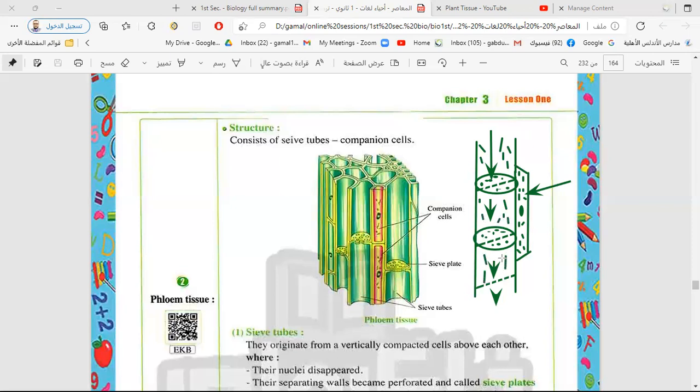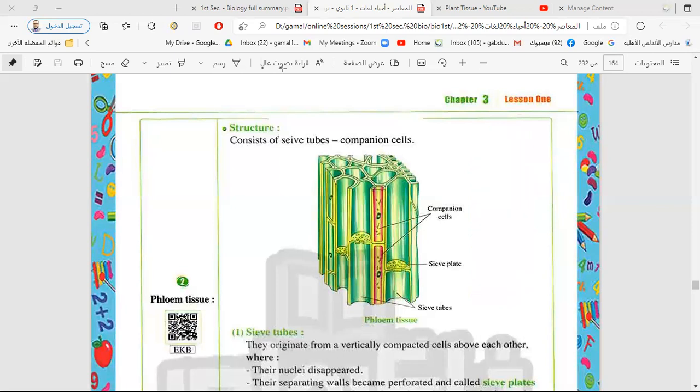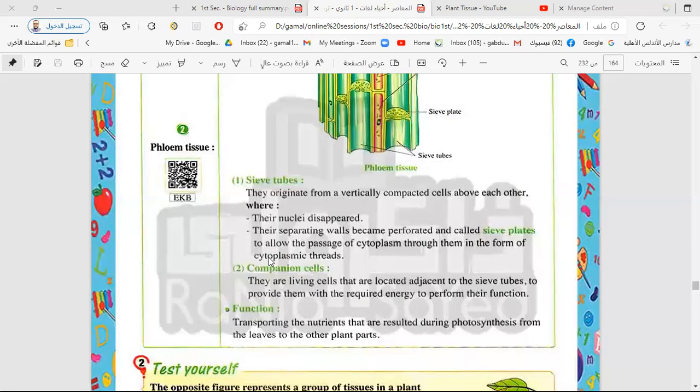The cytoplasm streams move like this from one tube to another, from one cell to another, until it reaches all parts of the plant. Is it okay? So the function of the sieve tube, or the function of the phloem tissue, is to transport what? To transport the nutrients resulting from the photosynthesis process from the leaves to all parts of the plant.